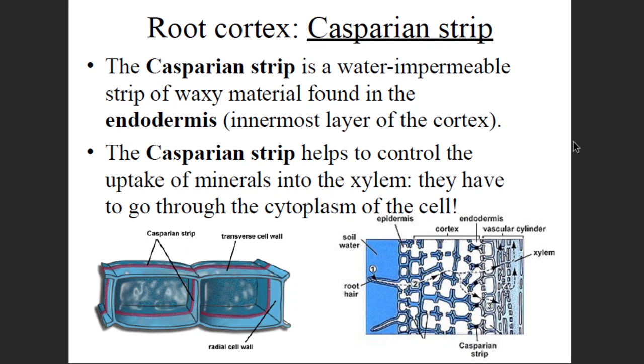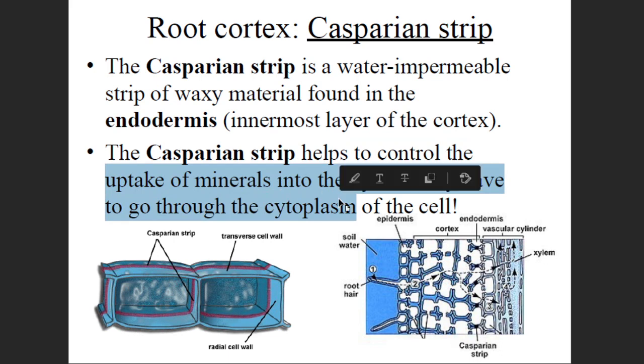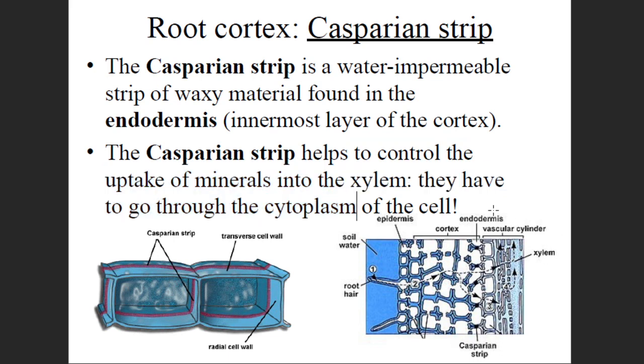This cortex may contain the Casparian strips. The main function is that it is a water impermeable strip of waxy materials, which is found within the endodermis, that is the innermost layer of the cortex. Its function is to help control the uptake of minerals to the xylem, that is, they may help them go to the cytoplasm of the cell. So it is like a pipeline or tubing which collects water and other components from the soil and transports them to the other aerial parts.